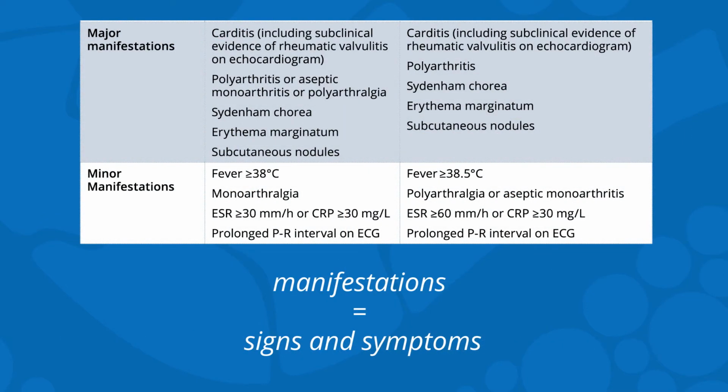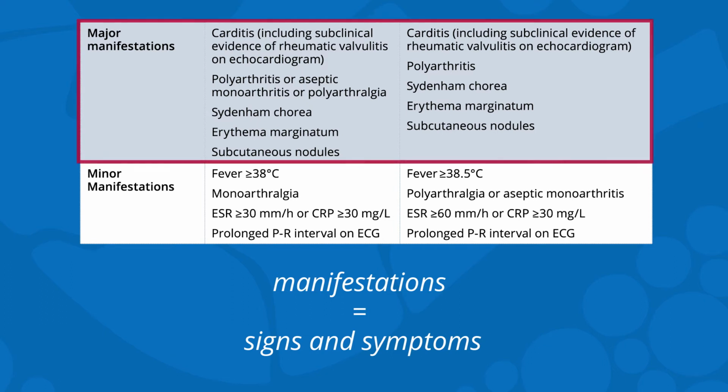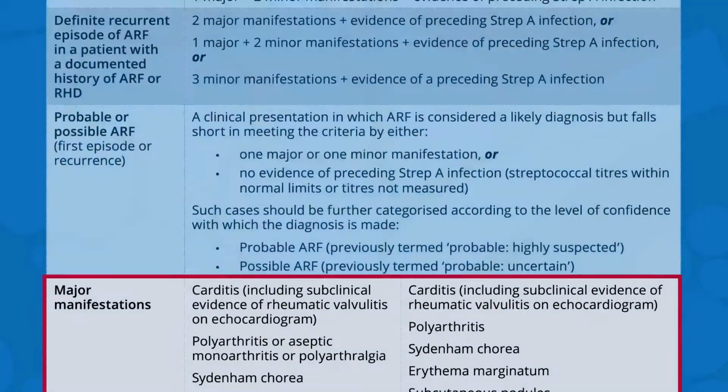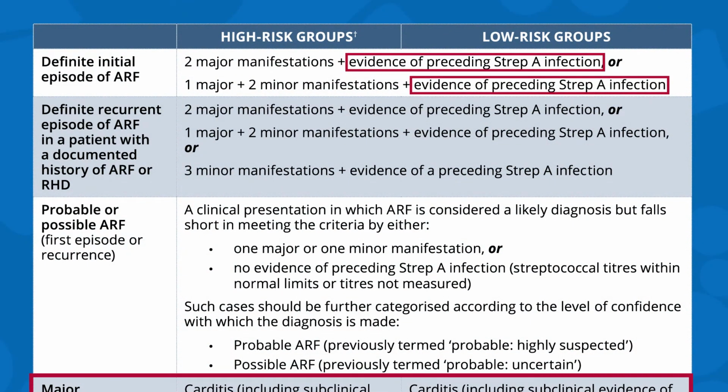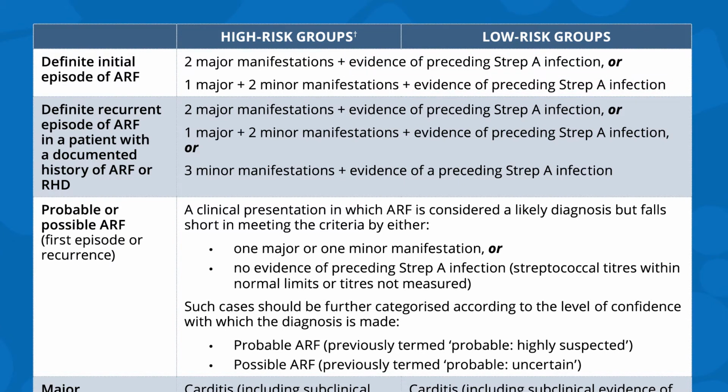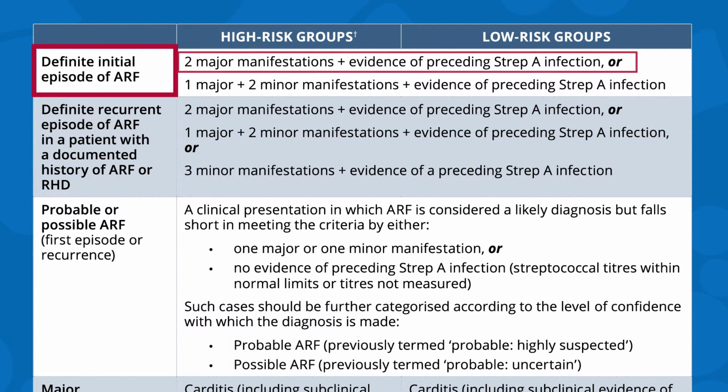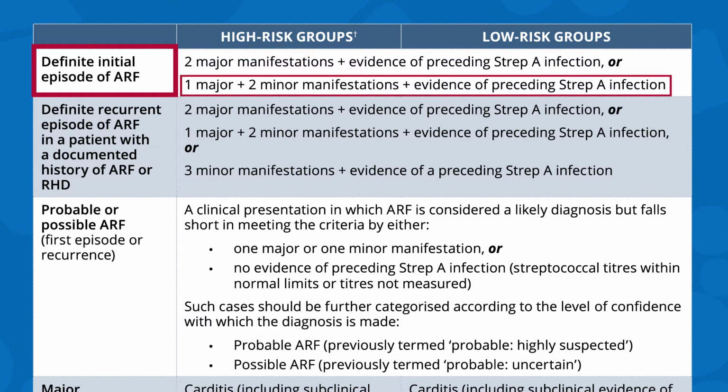There is no single test for ARF, therefore a combination of major and minor clinical manifestations with supporting laboratory evidence of a preceding strep A infection are required for diagnosis. For a first episode of definite ARF, a person must have 2 major manifestations plus evidence of a strep A infection, or 1 major and 2 minor manifestations plus evidence of a strep A infection.